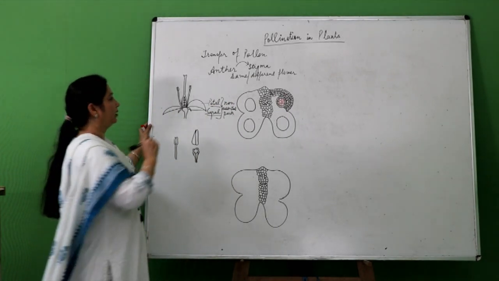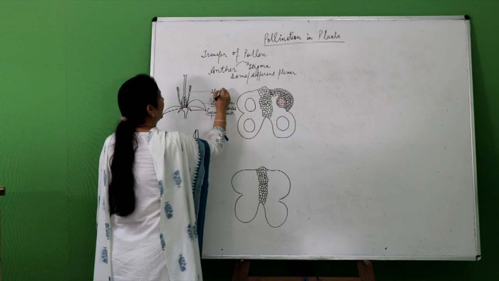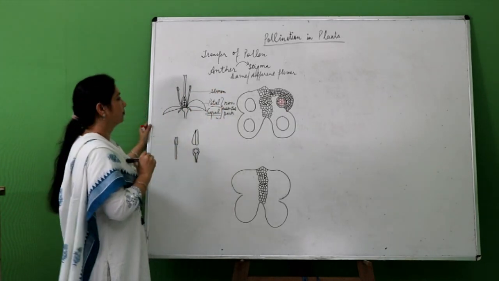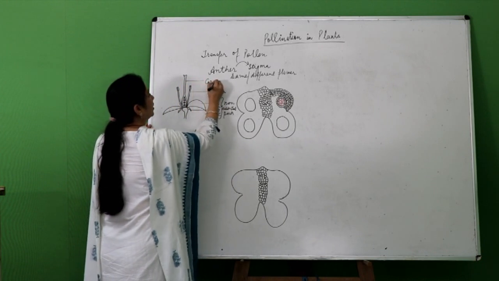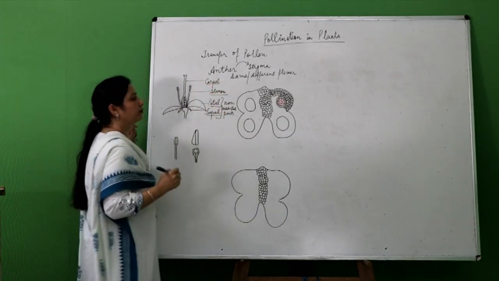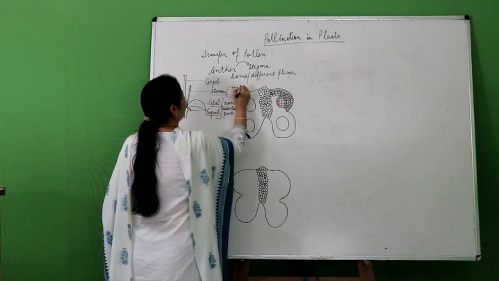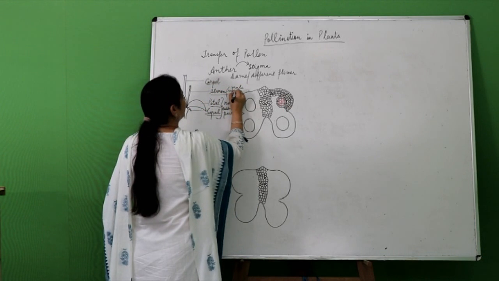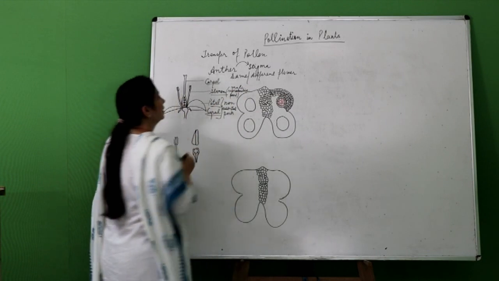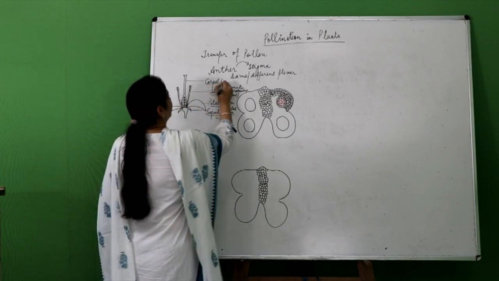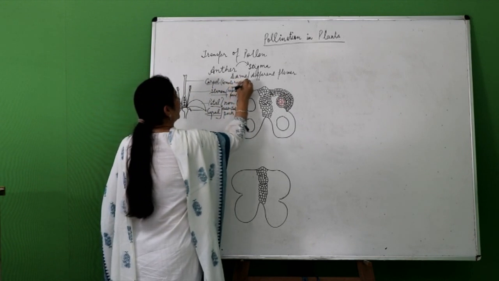Now, inner to the corolla, there is present androecium, and its individual part is stamen. And the innermost whorl is that of gynoecium, which consists of carpels. Now, stamen represents the male reproductive part of the flower. And the carpel represents the female reproductive part of the flower.